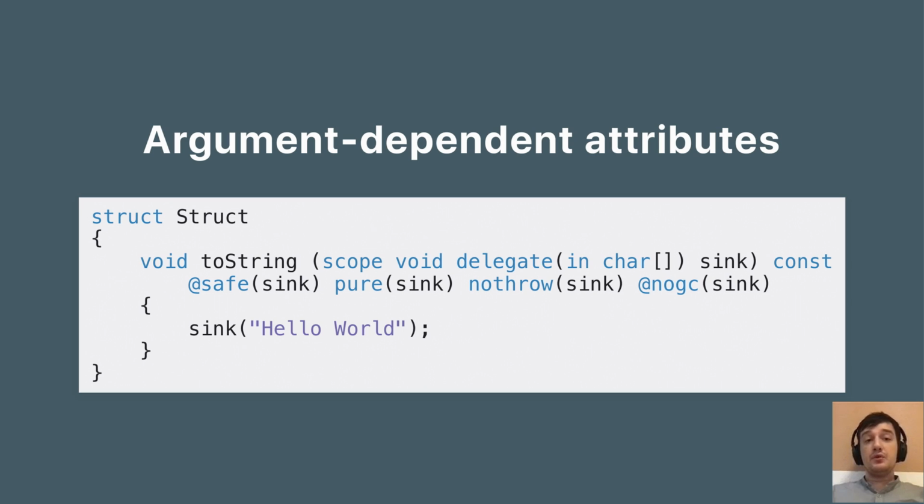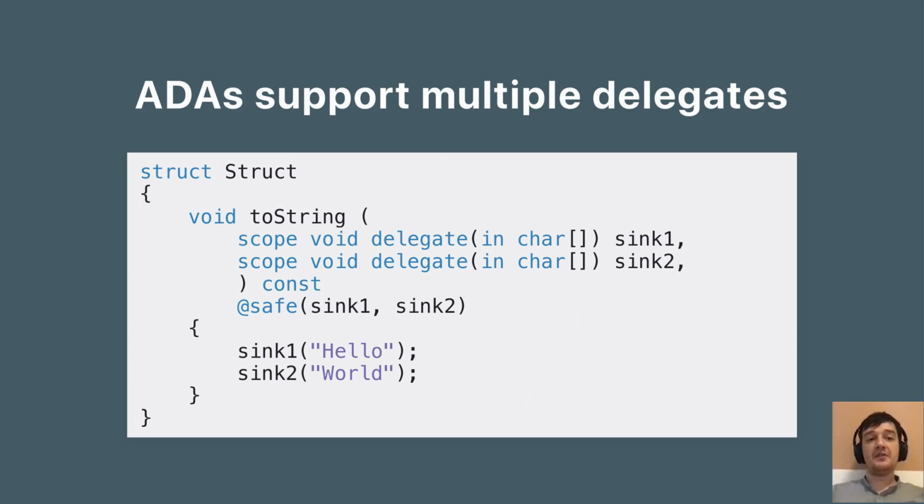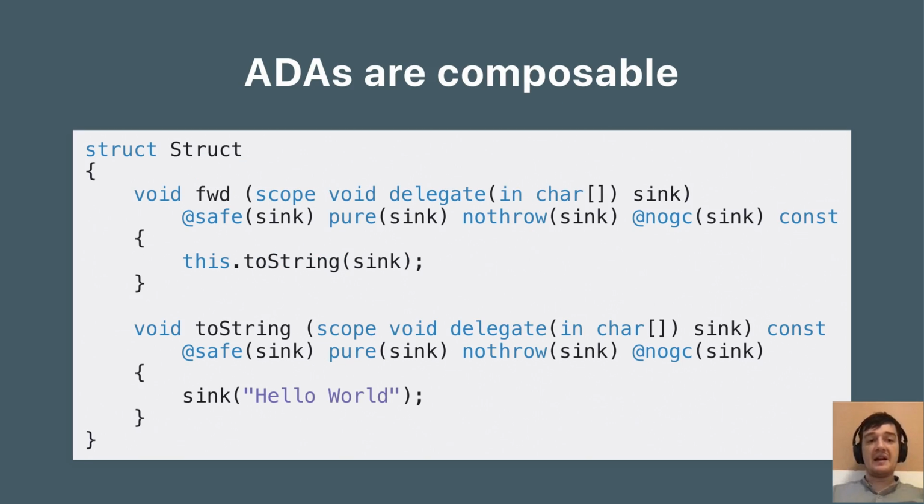ADA don't need to apply to all attributes. If we really want to enforce usage of safe in our code base, we just put the regular attributes on the function and the delegate, and things work just like they did before. Just like inout, ADAs allow to compute the product of attributes. Here, if either sync1 or sync2 is not safe, toString won't be safe either. And finally, they are composable. Your function with ADA can just forward its delegate parameter to another function.